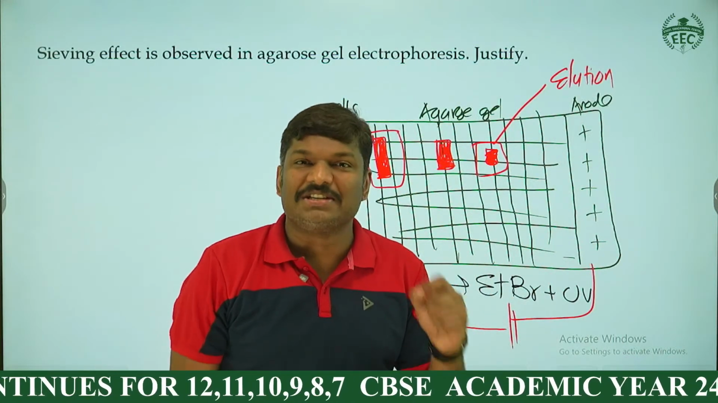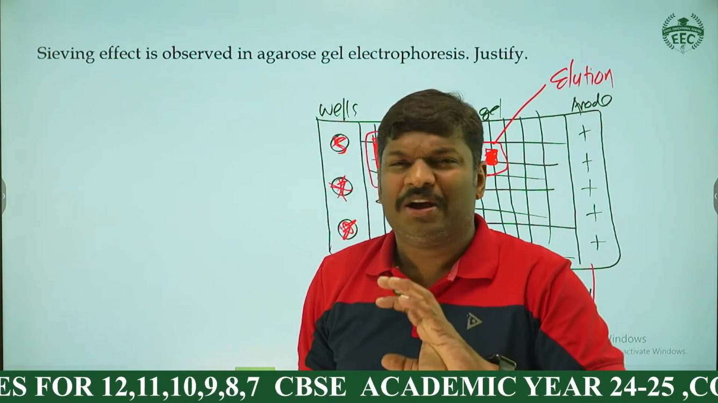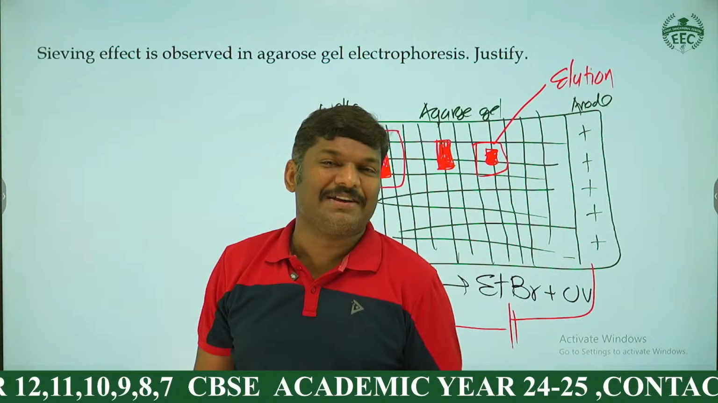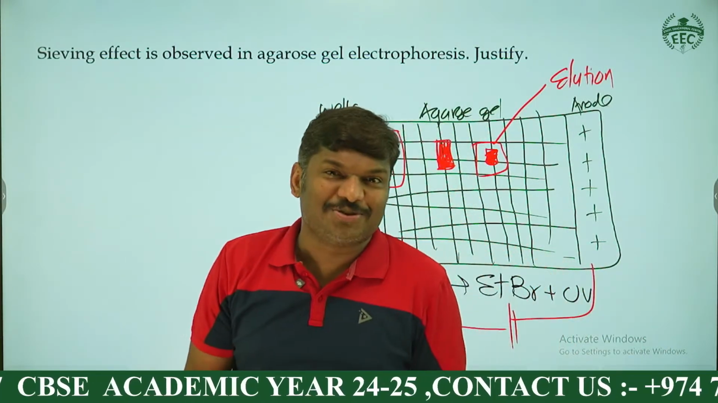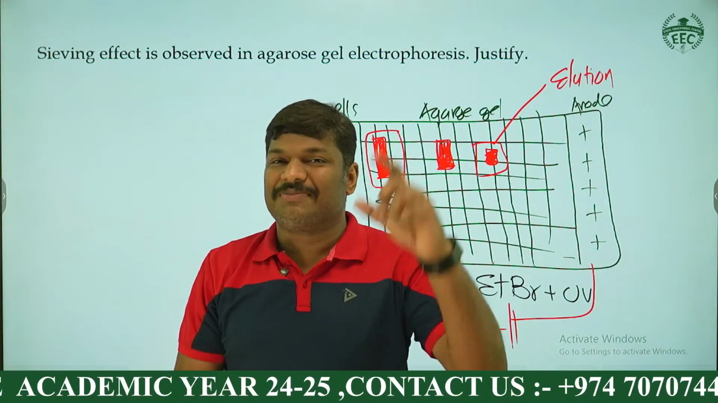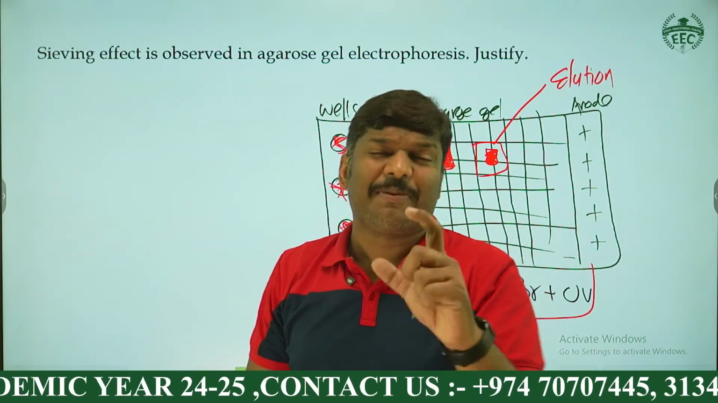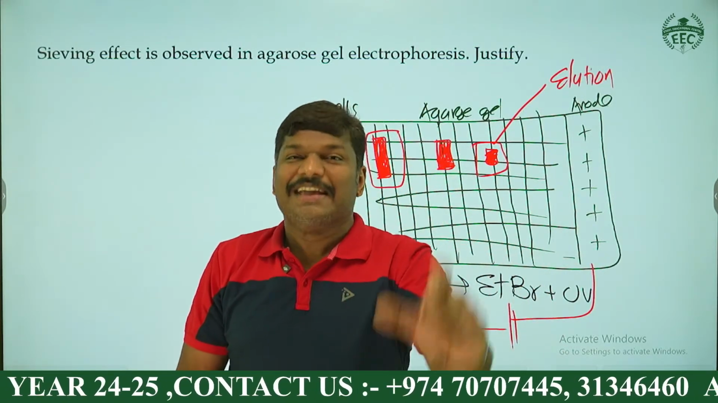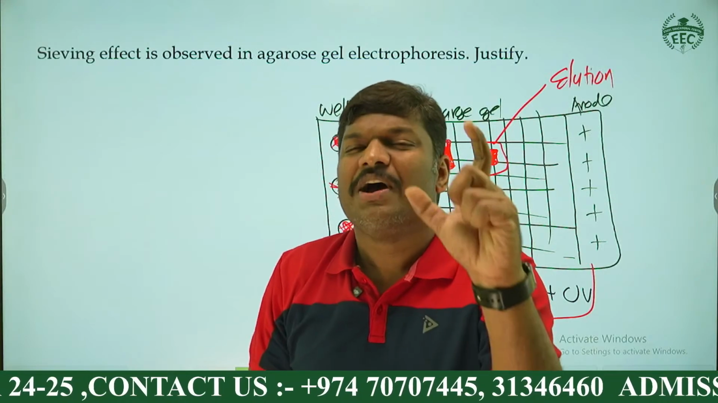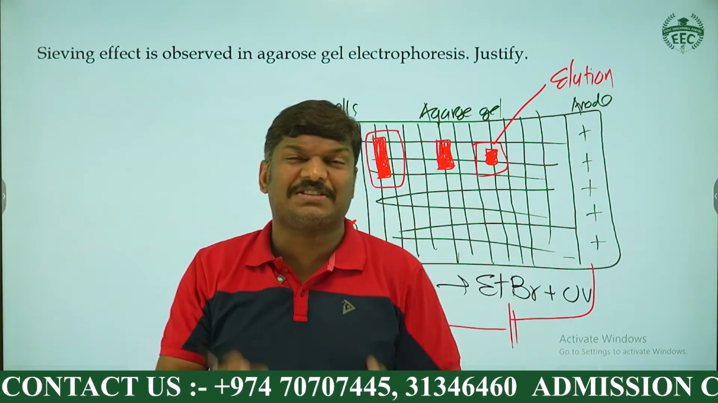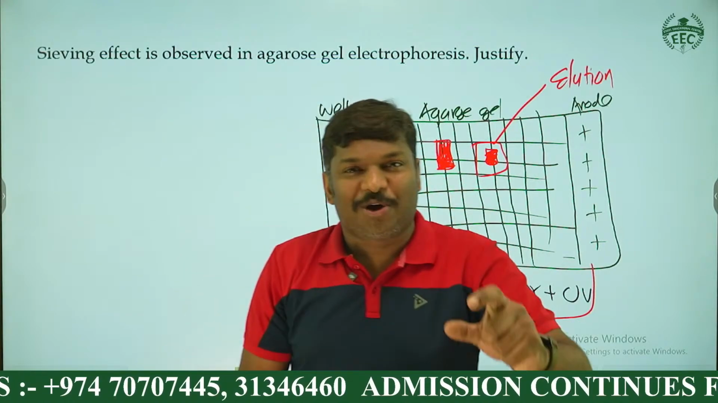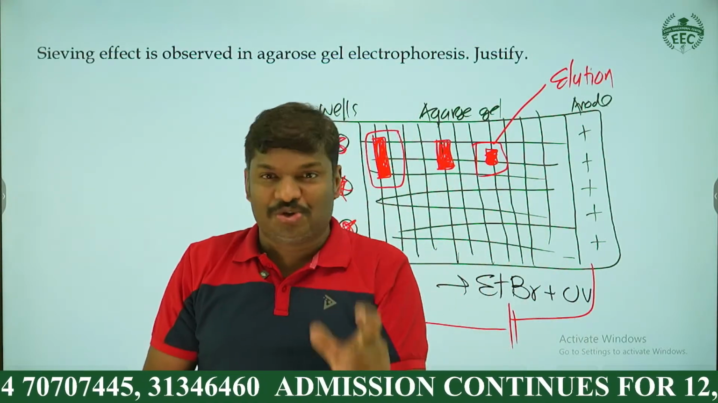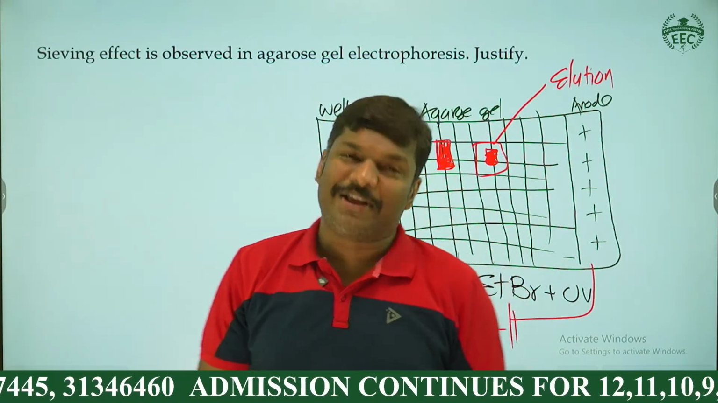Whenever there is a question on the sieving effect, if it is a 1 mark question, 1 mark is always MCQ, right? If it is a 2 marks question, you can write in words. But if it is a 3 marks question or 5 marks question, I already told you, my dear students, wherever it is necessary, it is your responsibility to draw the diagram. The agarose gel electrophoresis diagram is comparatively a very easy diagram. So if it is required for a 3 marks question, you should draw the diagram in the board examination paper.